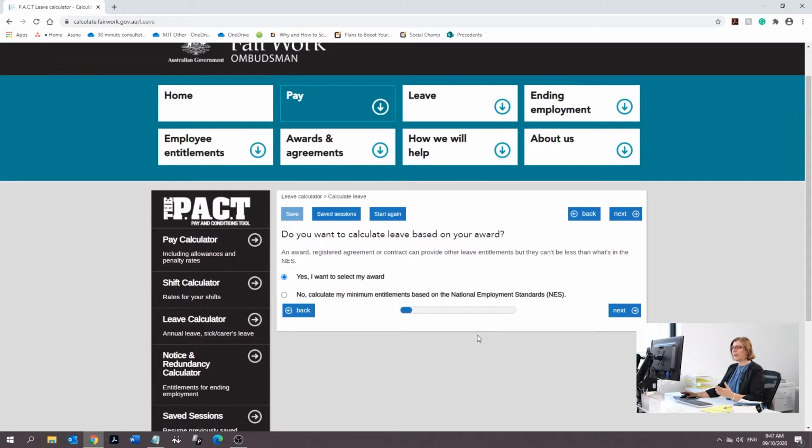Now we're at, do you want to calculate leave based on your award? This is probably not going to be too much of an issue for you. Some awards, very few awards, give you more leave than the usual everyday clerks award, retail sales award and so forth. So we're going to say no, calculate my leave based on the National Employment Standards. That's that standard 4 weeks a year, accumulated over time. So we're just going to calculate it based on the minimum, and press next.